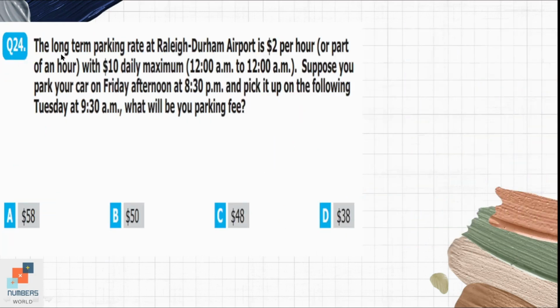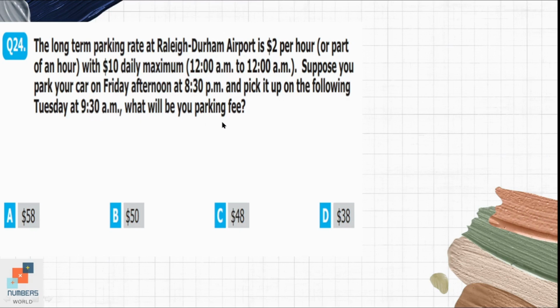Question number 24. The long-term parking rate at Raleigh-Durham Airport is $2 per hour or a part of an hour, with a $10 daily maximum, 12 a.m. to 12 a.m. Suppose you park your car on Friday afternoon at 8:30 p.m. and pick it up on the following Tuesday at 9:30 a.m.